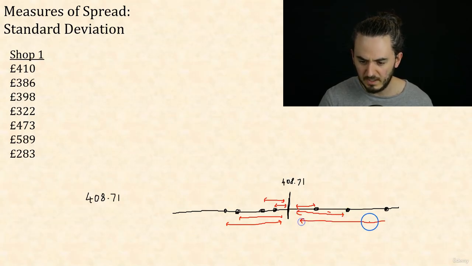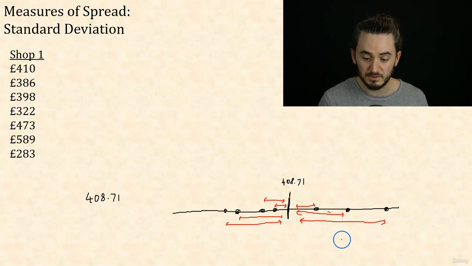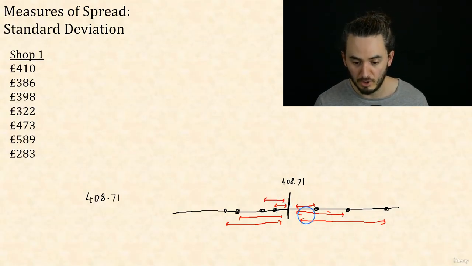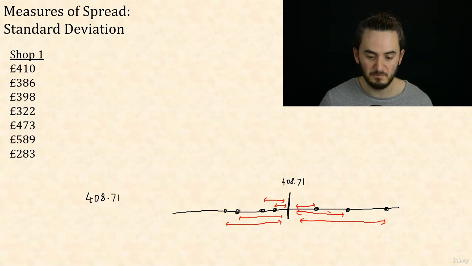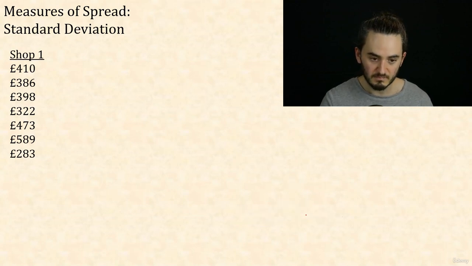So one way to measure the spread of data is just to say, well, on average, how long are these red arrows? How far is our data away from the mean? Well, let's actually do that. Let's look at the differences then between each of our points and the mean.